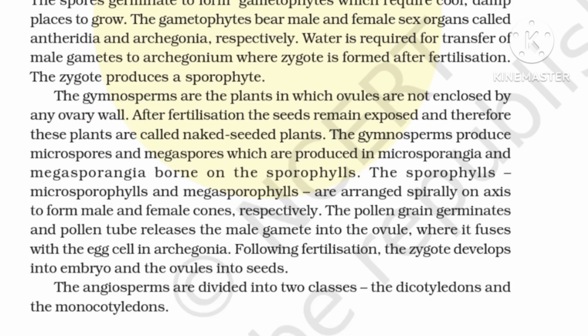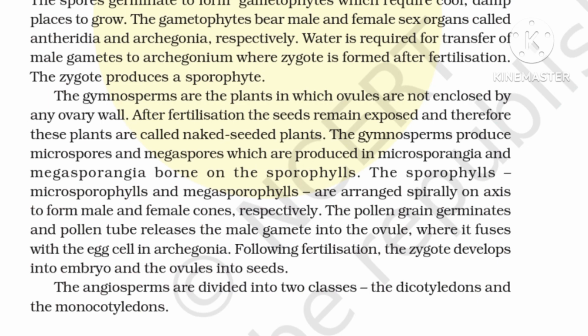The gymnosperms are the plants in which ovules are not enclosed by any ovary wall. After fertilization, the seeds remain exposed and therefore these plants are called naked-seeded plants. The gymnosperms produce microspores and megaspores which are produced in the microsporangia and megasporangia borne on the sporophylls. The sporophylls, microsporophylls and megasporophylls, are arranged spirally on an axis to form male and female cones respectively.